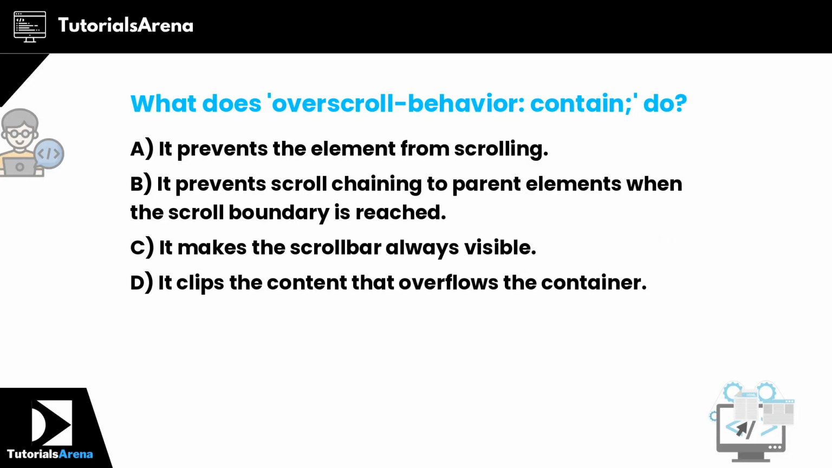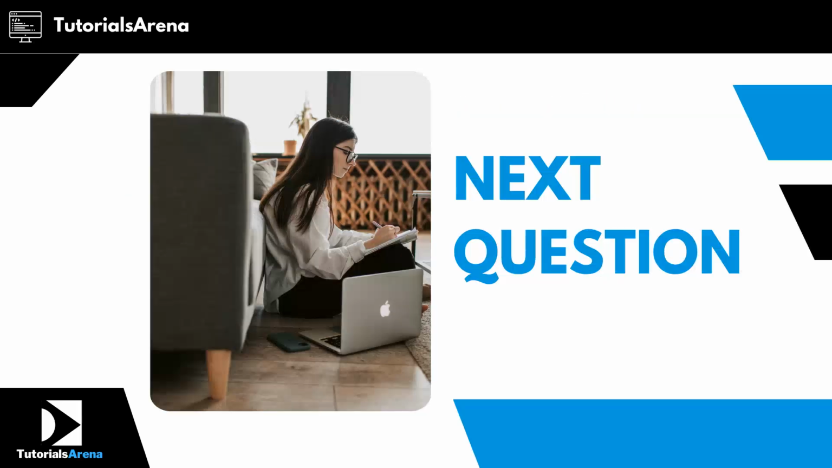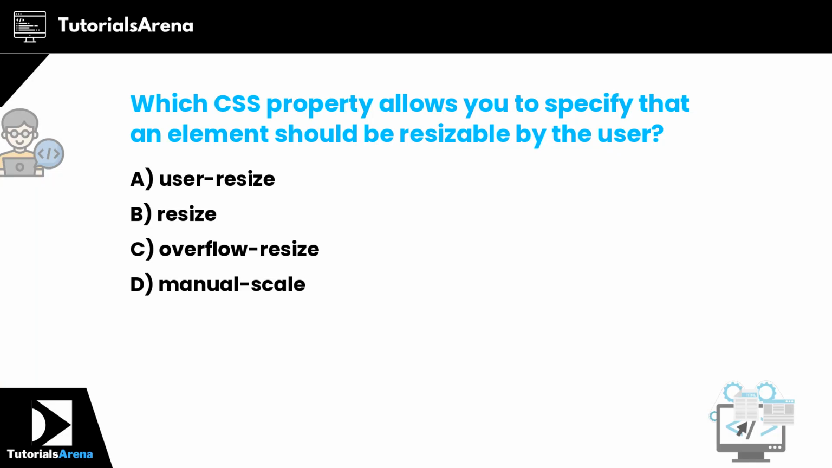What does overscroll-behavior: contain do? The correct answer is option B. It prevents scroll chaining to parent elements when the scroll boundary is reached. Which CSS property allows you to specify that an element should be resizable by the user? The correct answer is option B, resize.